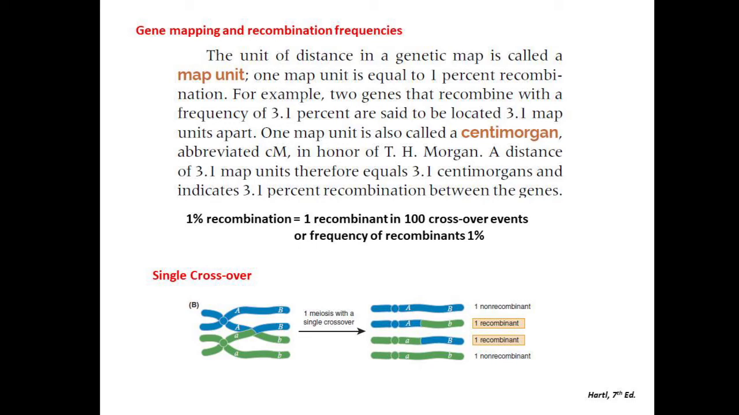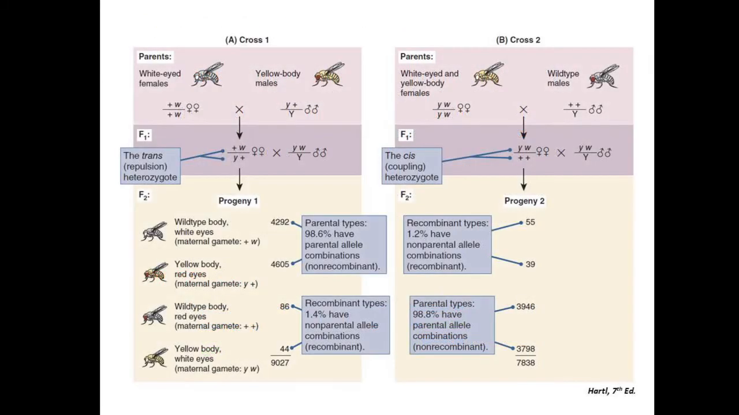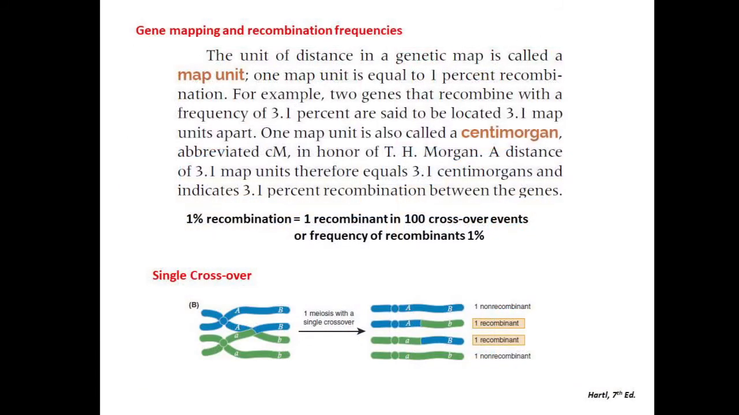Okay, look at the previous example. This is the frequency of recombination, 1.4% or 1.2%. These are the frequencies of recombination. That means the distance between these two genes must be 1.4 and 1.2 centimorgan. Okay, so this is an example of single crossover in the lower panel where you can see the rearrangement of genes.